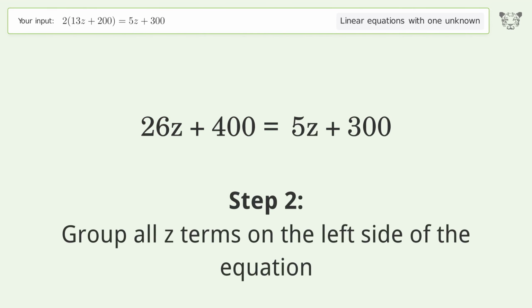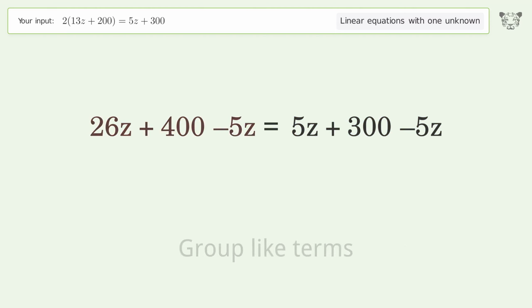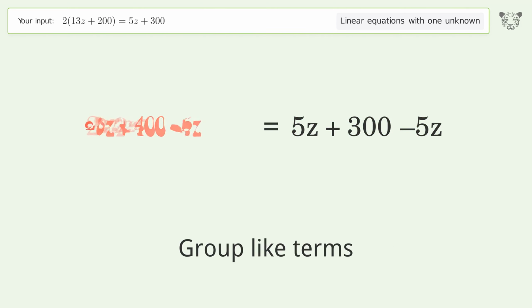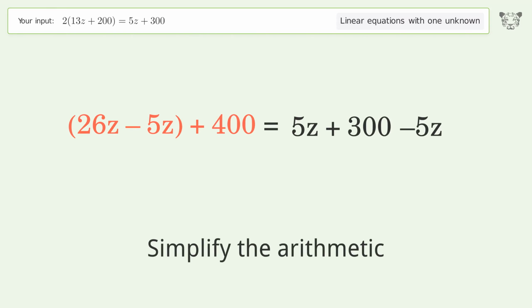Group all z terms on the left side of the equation. Subtract 5z from both sides. Group like terms. Simplify the arithmetic.